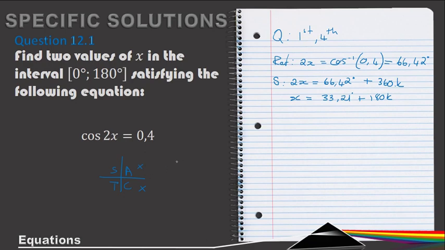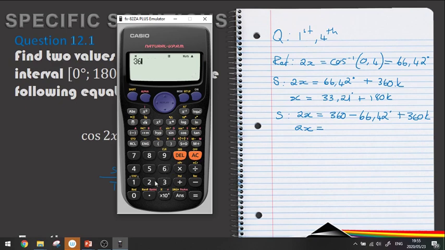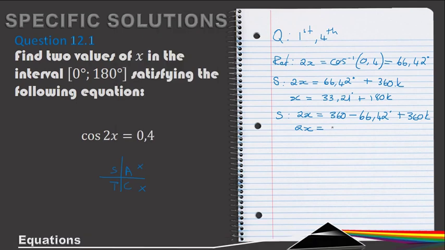And then in the fourth quadrant, 2x will be equal to 360 minus my reference angle, which is 66.42, and then add my period of 360k. So now let's just simplify this side first. So we have 2x is equal to 360 minus 66.42, and that gives me 293.58.